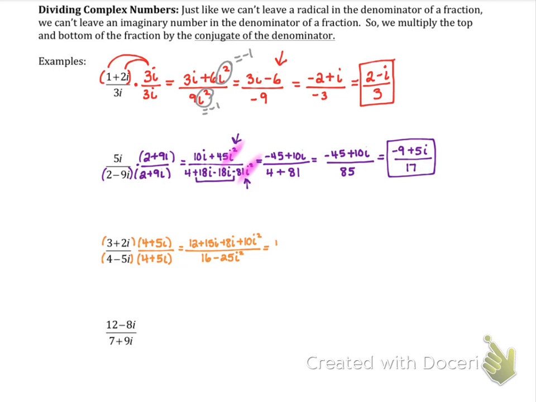So then I get 12 plus 23i minus 10 all over 16 plus 25. Those signs changed because we had an i squared, which equals negative 1. So my final answer is 2 plus 23i, remember real part in front, all over 41. This is the final answer because everything is as simplified as it could be.